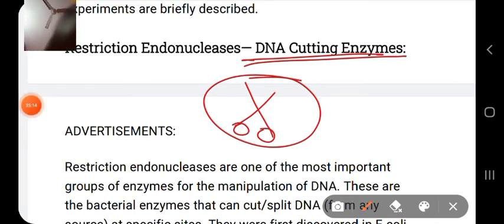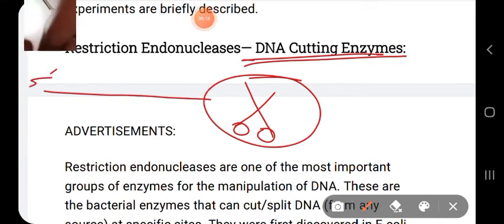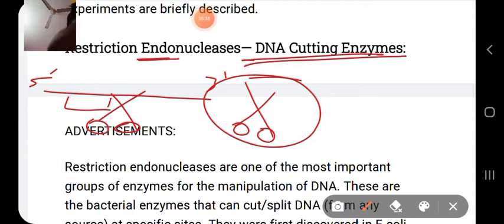Simply, if this is the DNA sequence having 5 prime and 3 prime, it recognizes a certain sequence. Restriction endonuclease recognizes the certain sequence and cuts within that site or nearby that site. That's what restriction endonuclease is meant for. Restriction, endo means inside, nuclease means those which cleave the nucleic acid, DNA or RNA.